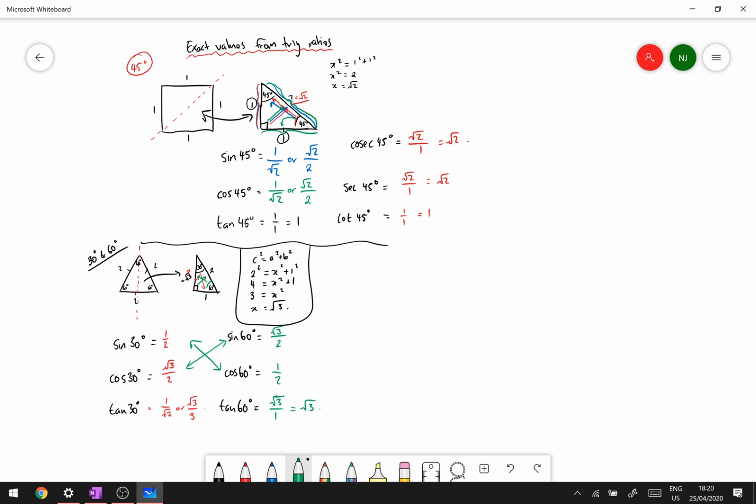So with that being said, that's the exact values. And we will have a look in the next two videos at some examples.